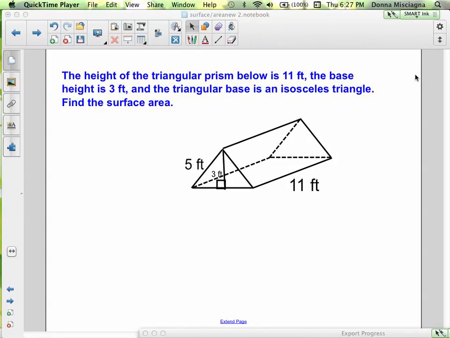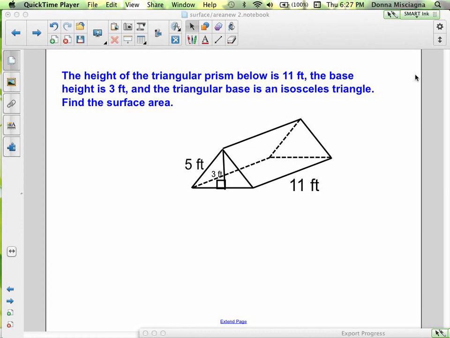Welcome. We're going to solve some surface area problems for prisms, surface areas of prisms. Here actually we're going to be working with triangular prisms, and here's our first problem. The height of the triangular prism below is 11 feet.